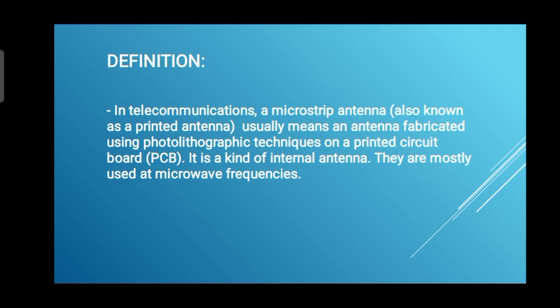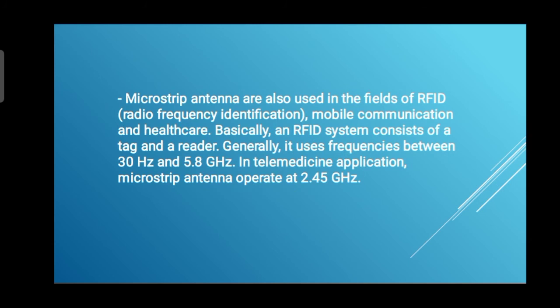In telecommunications, a microstrip antenna, also known as a printed antenna, usually means an antenna fabricated using photolithographic techniques on a printed circuit board or PCB. It is a kind of internal antenna. They are mostly used at microwave frequencies. Microstrip antennas are also used in the fields of RFID or radio frequency identification, mobile communication, and healthcare.